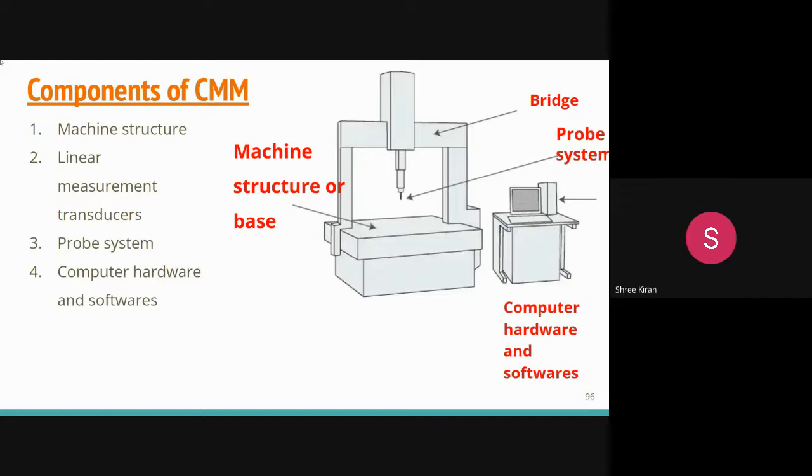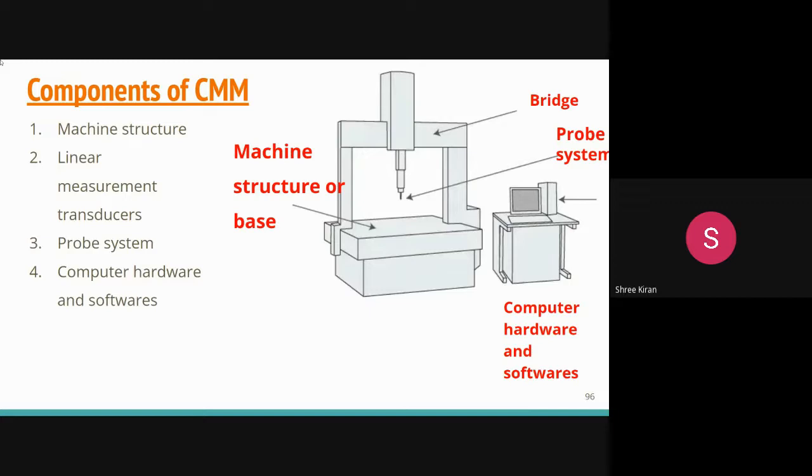So the probing system is mainly responsible for gathering data from the workpiece. Probes are inserted in the probe arm, which is supported by the moving frame that allows the movements of the probe relative to the workpiece. There are different probes of contact and non-contact type. This is mainly a rubbing action.